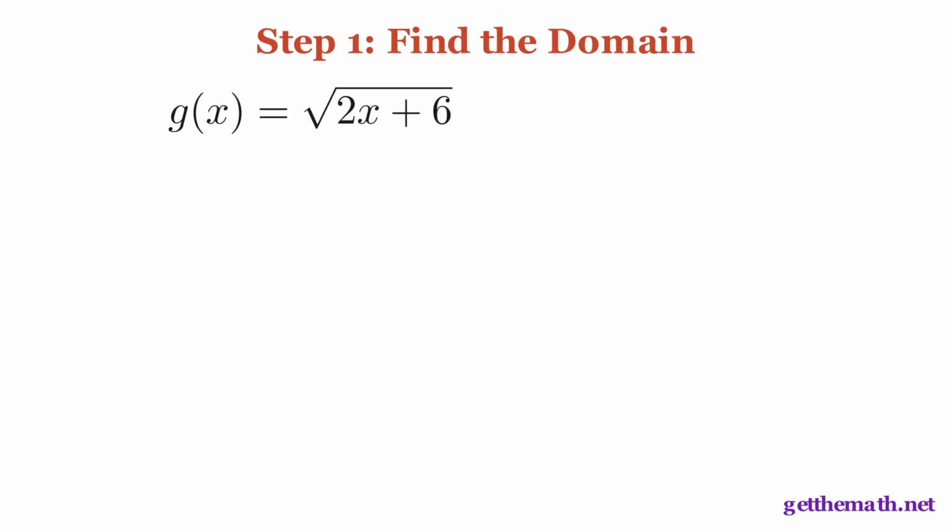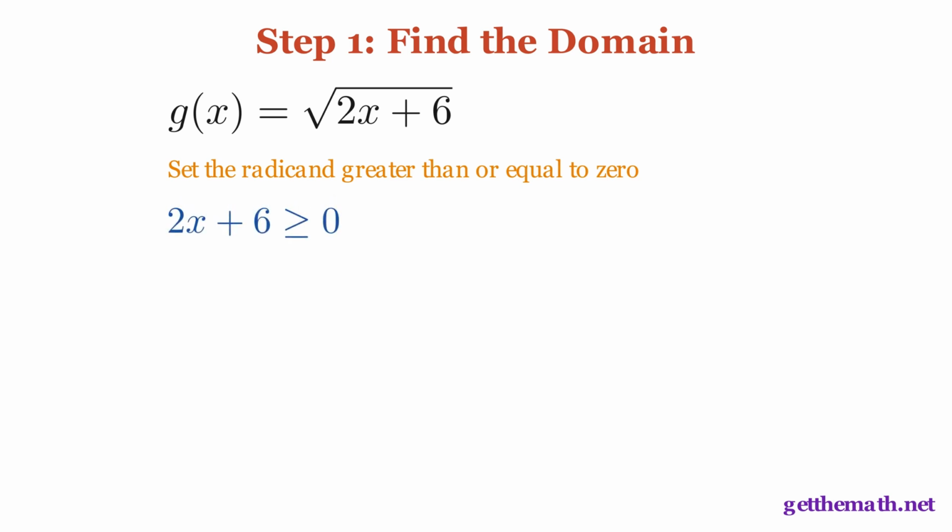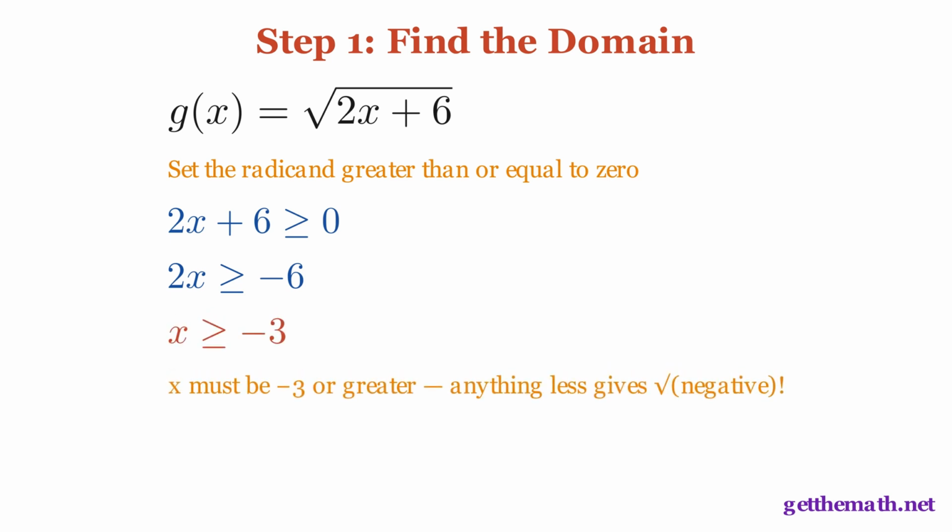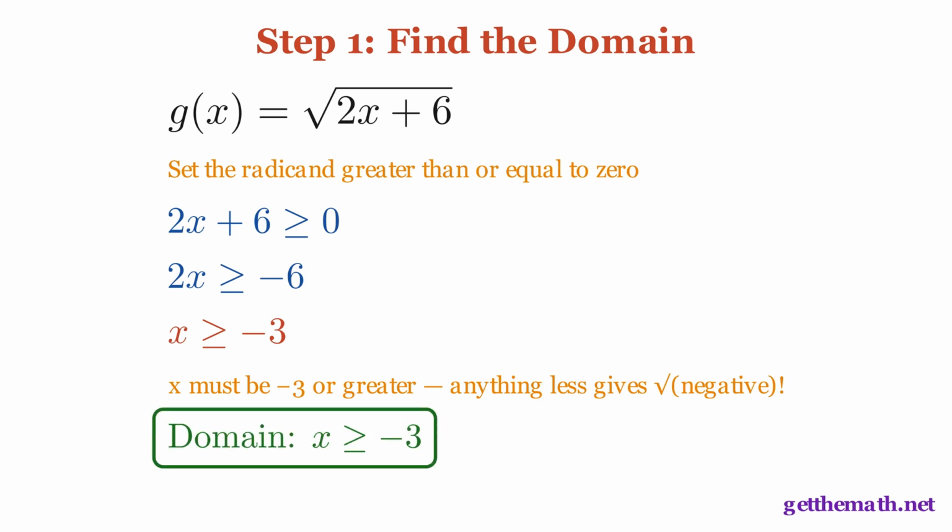Step 1. Find the domain. We set the radicand greater than or equal to 0 and solve. 2x plus 6 is greater than or equal to 0. Subtract 6 from both sides. 2x is greater than or equal to negative 6. Divide both sides by 2: x is greater than or equal to negative 3. The domain is all real numbers where x is greater than or equal to negative 3.